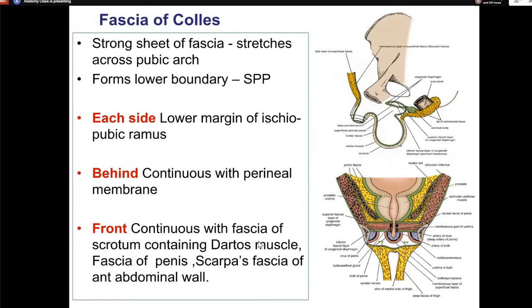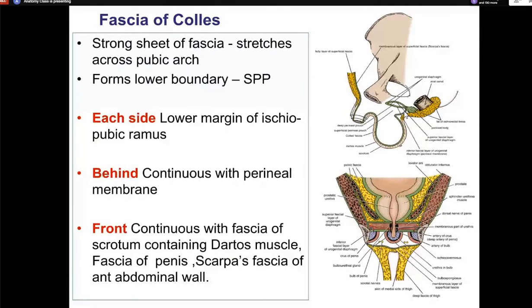Now next, another important thing, this one is the important one. Next one is the Colles fascia. Last time I have already shown you the Colles fascia. This green colored part is known as the Colles fascia. This Colles fascia is a strong sheath of fascia and the attachment is across the pubic arch.